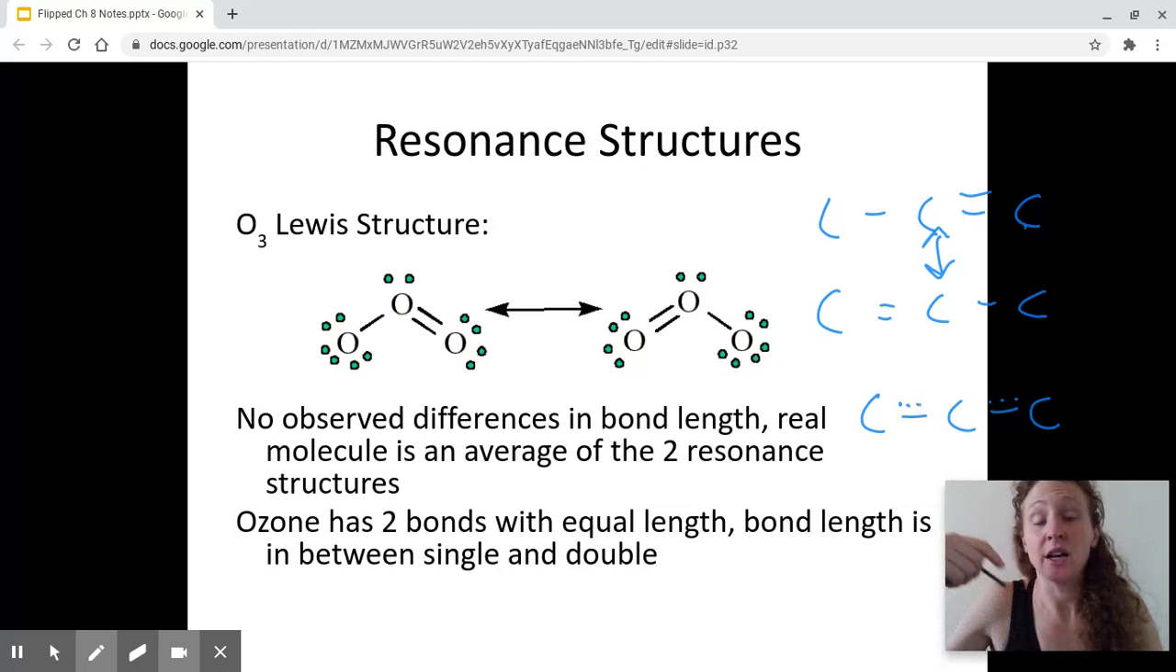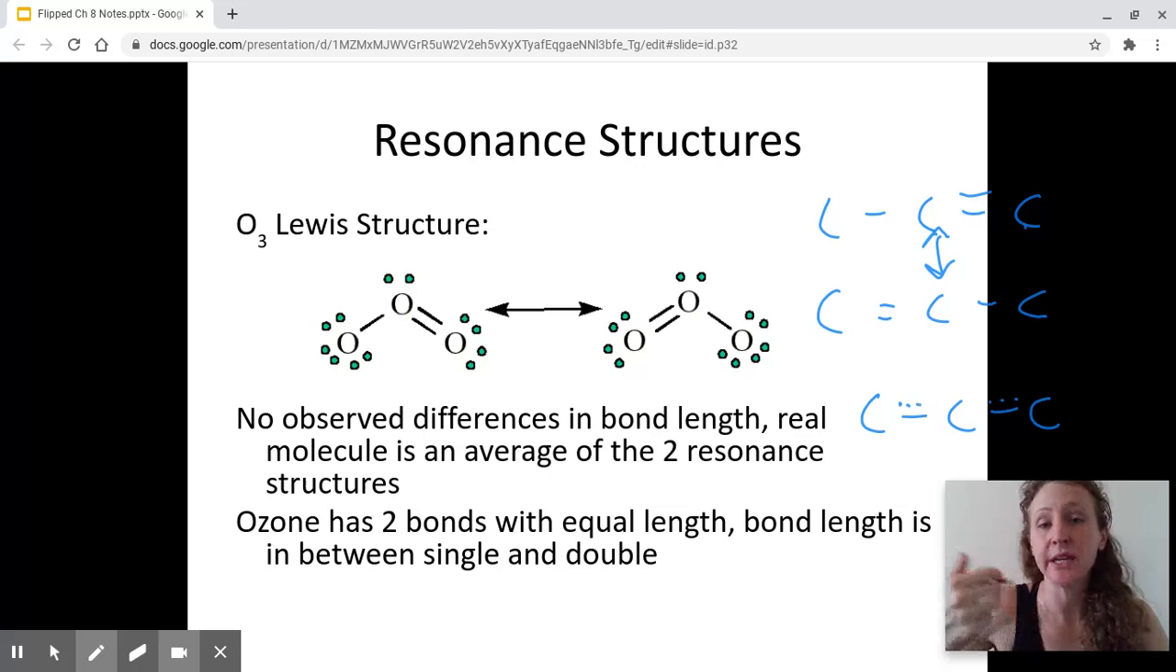about like a 1.5 bond length. It's not as long as a single bond. It's not as short as a double bond. It's like a 1.5 bond length. We would say this has resonance. Okay, a couple technical details here.